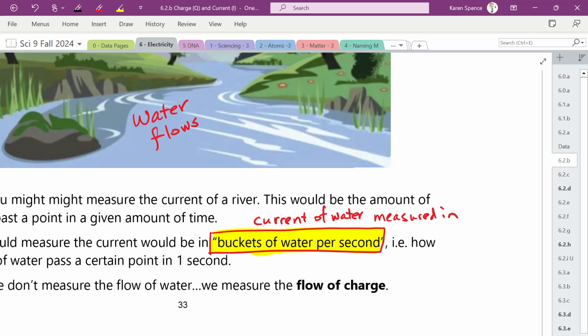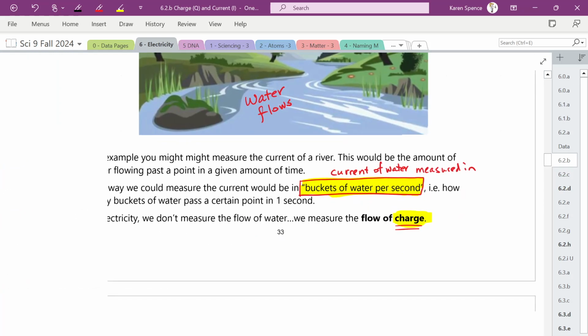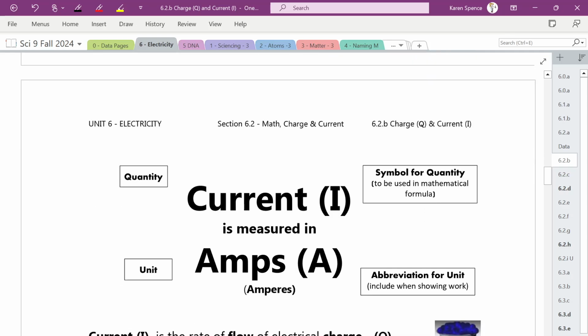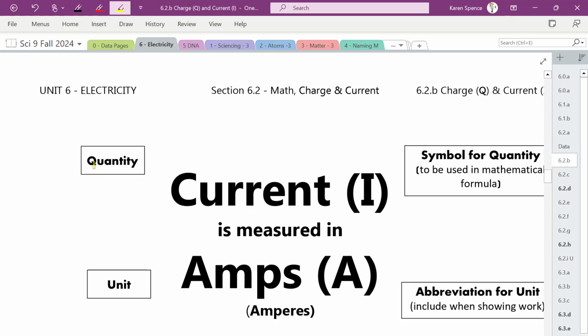But we are doing electricity. We're not looking actually at water. We're not measuring the flow of water. We're going to measure the flow of charge. So instead of measuring buckets of water per second, we're going to measure buckets of electrons per second, or buckets of charge per second. And what is the name of a bucket of electrons? That is a coulomb. What's its abbreviation? C. Okay. So now, once again, we have our quantity, which is current.